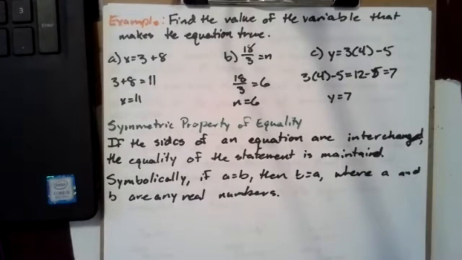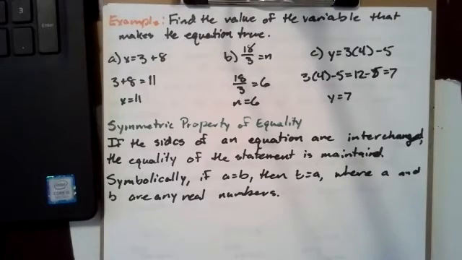For example, find the value of the variable that makes the equation true. So for part a, we've got x equals 3 plus 8. 3 plus 8 is 11, so x is 11. That makes the equation true. 18 divided by 3 equals n, and 18 divided by 3 is 6, so n must be 6. y equals 3 times 4 minus 5. 3 times 4 minus 5 is 12 minus 5, which is 7. So y equals 7.